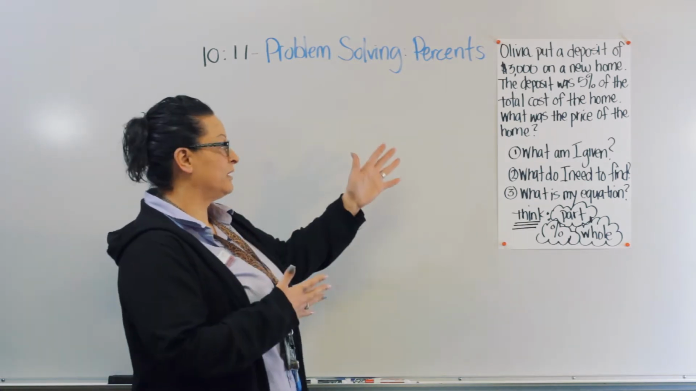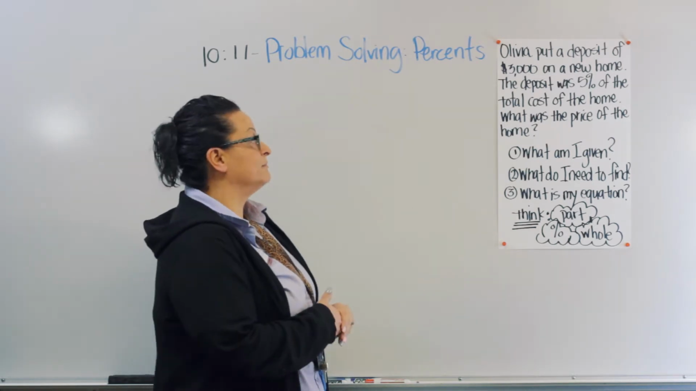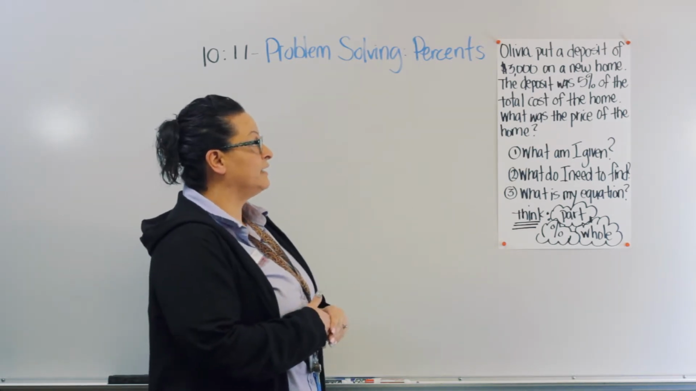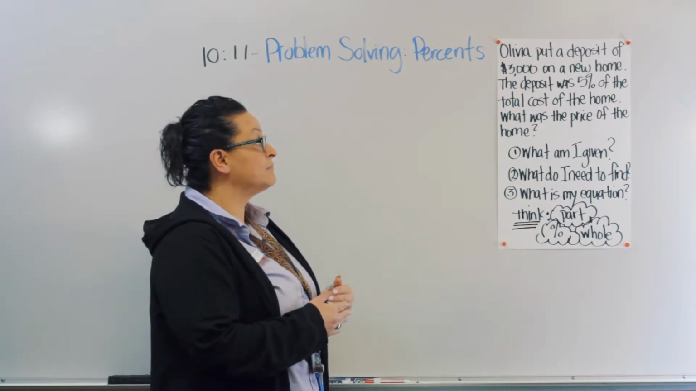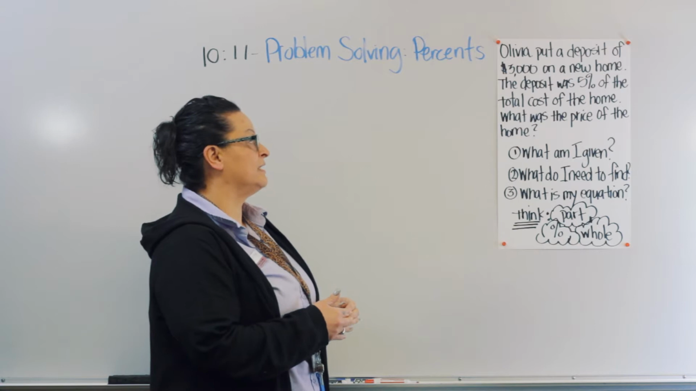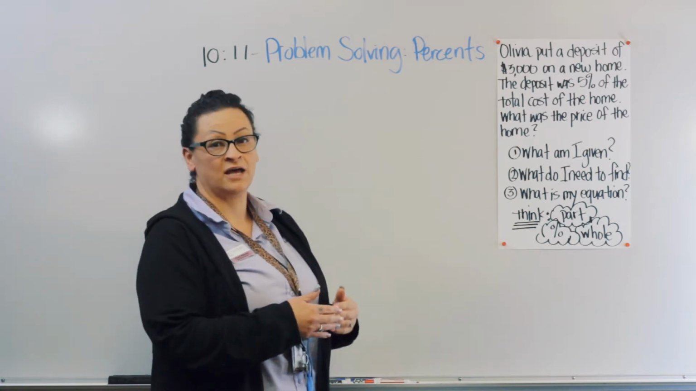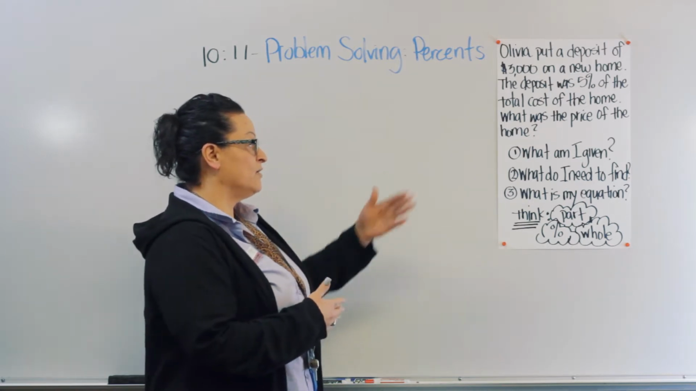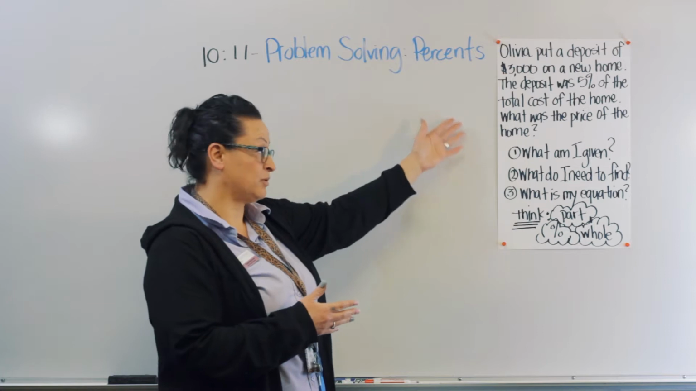So we're working with this problem right here. So again, it is a word problem. And it says, Olivia put a deposit of $3,000 on a new home. The deposit was 5% of the total cost of the home. What was the price of the home? So 1, 2, 3 steps you see that we're going to use to solve this problem.